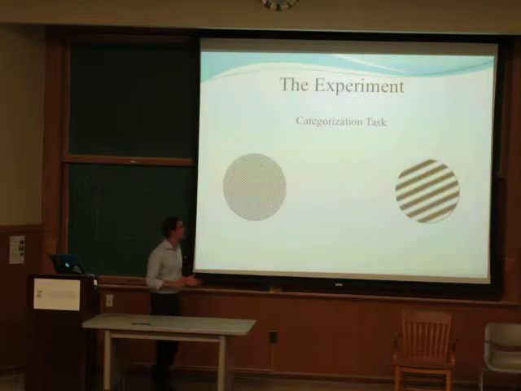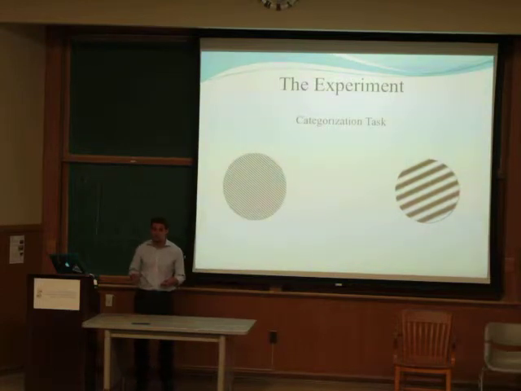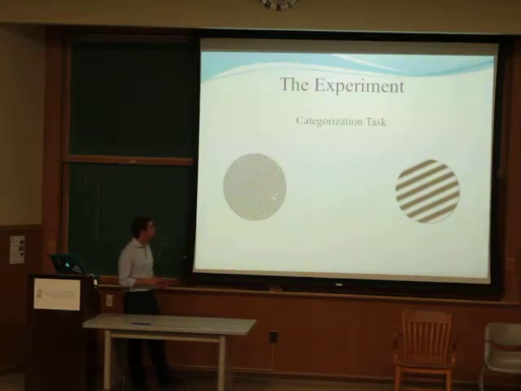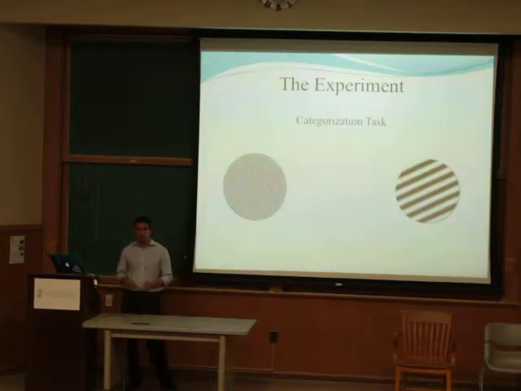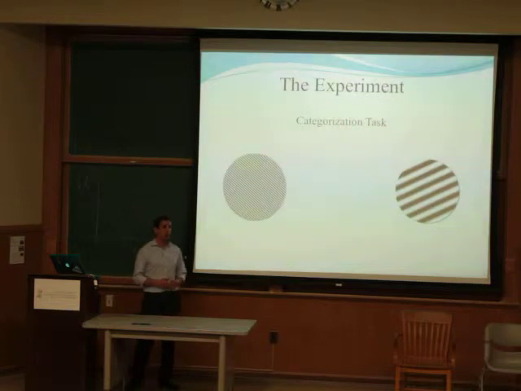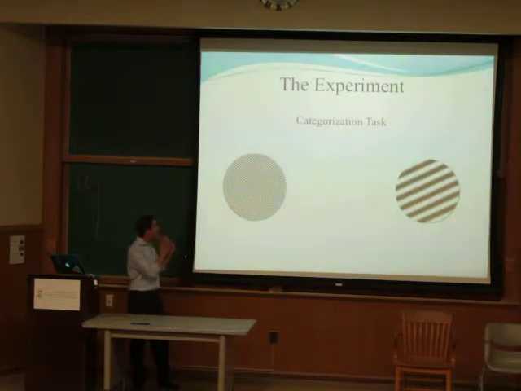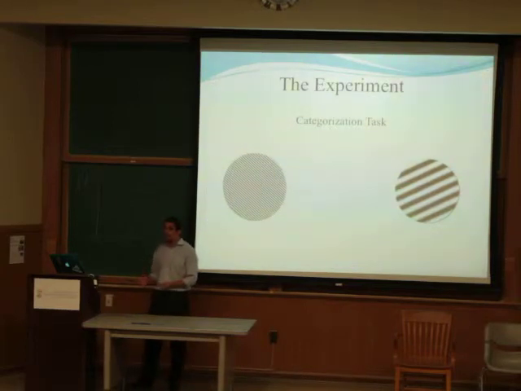The first part is a categorization task. In a categorization task, people are shown stimuli that vary on several dimensions. For example, we use circular sine wave gratings that varied on 2 dimensions, bar thickness and bar orientation. And participants' job was to learn how to categorize a specific stimuli into either category A or category B.